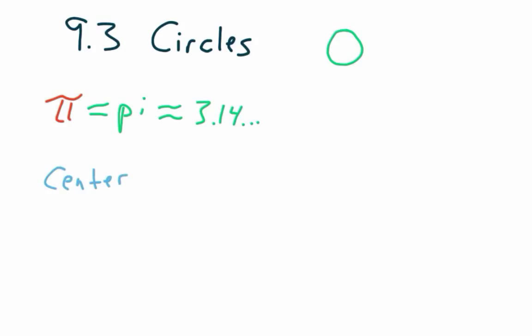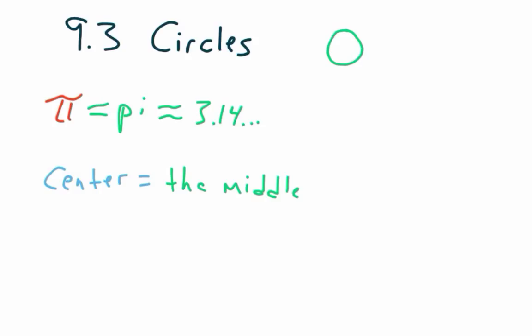Next thing I want to hit is the center of the circle. You could go with a fancy definition, like the point at which all the points in the circle are the same distance away, but I'm just going to say it's the middle. When you go to the definition of a circle, a circle is all the points in a plane, so on a flat surface, that are equidistant from a point. That point is going to be the center.